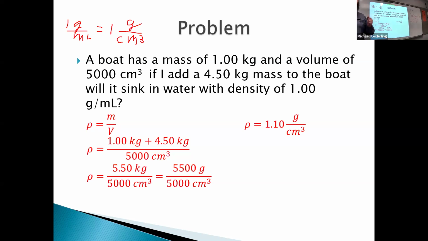So it will sink. And it would even sink in seawater. That is still denser than seawater. The seawater is about 1.025 grams per cubic centimeter. So that will sink. The limit you can load this boat to is you can only add 4 kilograms to it safely.